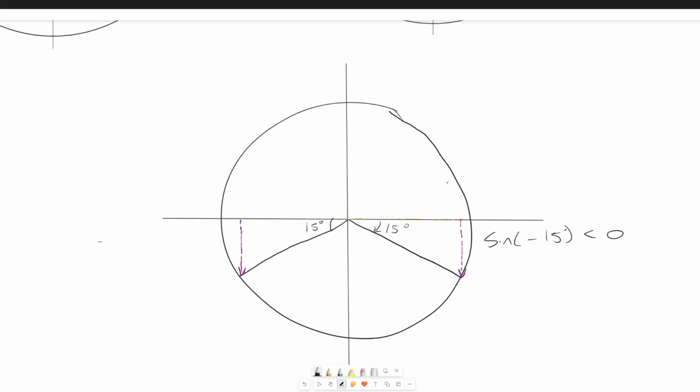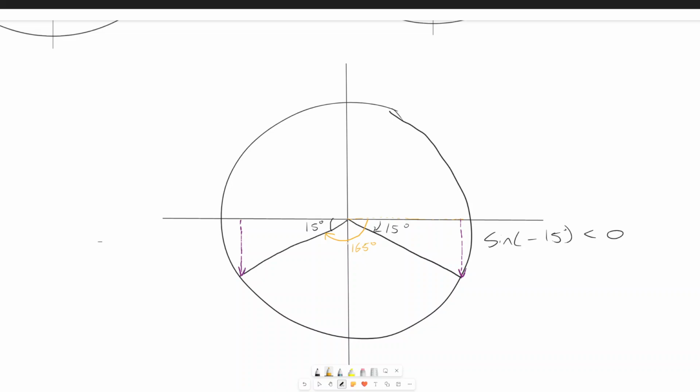Now, here's the question. What is this angle here? Because to count the angle on the unit circle, we always start with the positive x-axis. In other words, we always start from here. So what is this angle here? Let's figure that out. Using the supplementary angle, we know that here has to be 180 minus 15, which is 165 degrees. That's going to be the size of this angle.